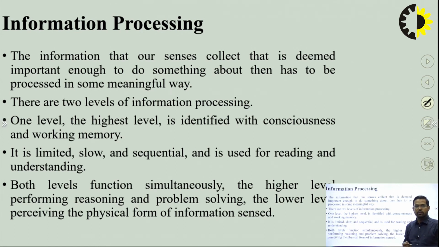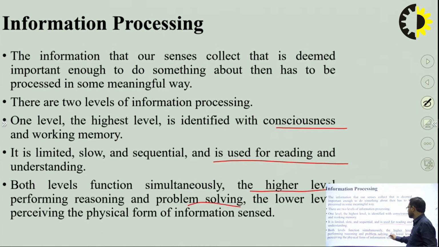There are two levels. The highest level is identified with consciousness and working memory, and it is limited, slow and sequential, and used for reading and understanding. Both levels function simultaneously, the higher level performing reasoning and problem solving, and the lower level perceiving the physical form of the information sensed.